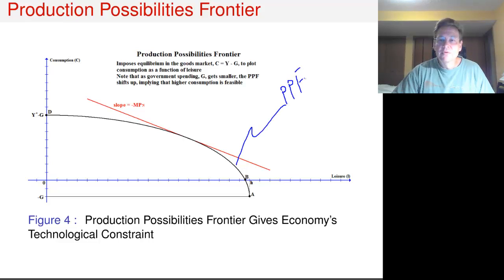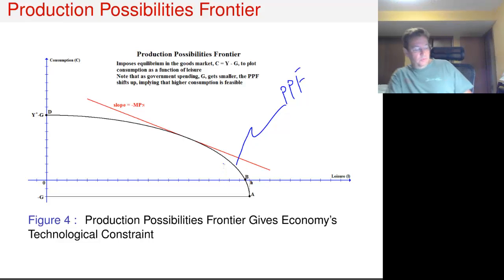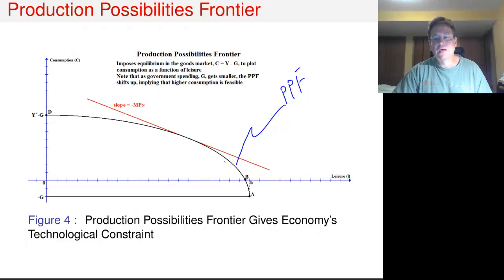It's the PPF. And the PPF tells you what the economy-wide technological trade-offs are between consumption, which is on the y-axis, and leisure, which is down here on the x-axis. And this is the old guns and butter trade-off, that the more leisure you have, say you're down here at a point like this, the less consumption you can have. On the other hand, the less leisure you have, then the more hours you are spending working, and the more you produce, and therefore the more consumption you can have.